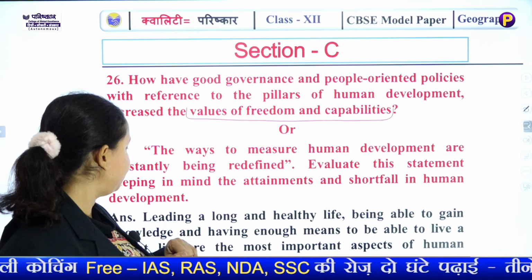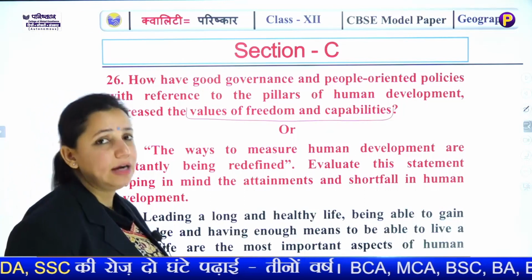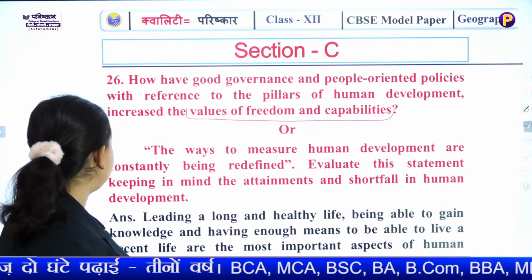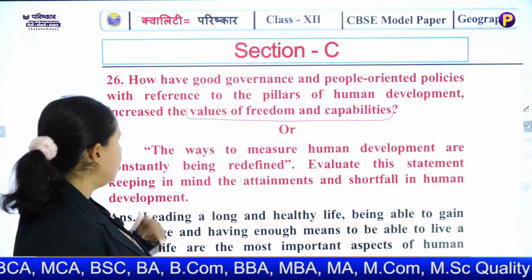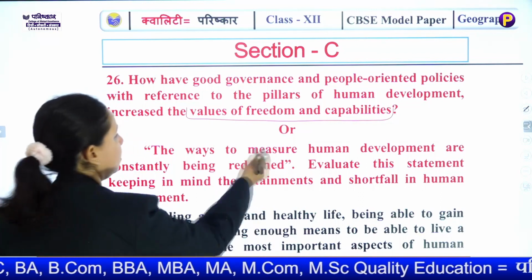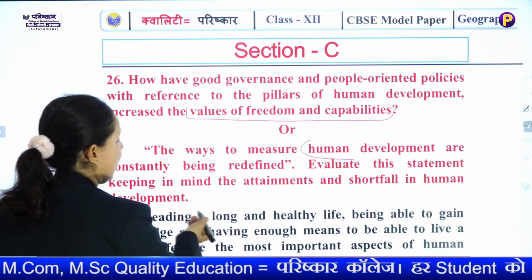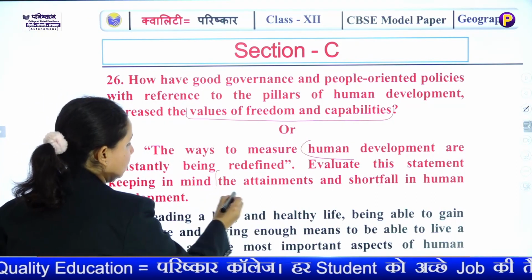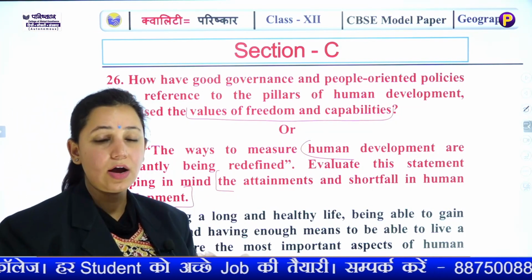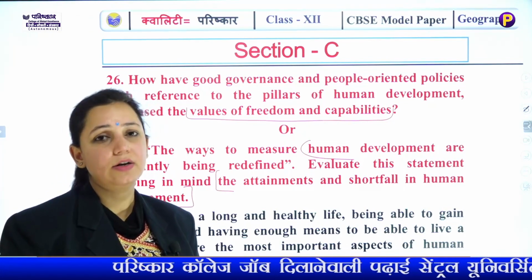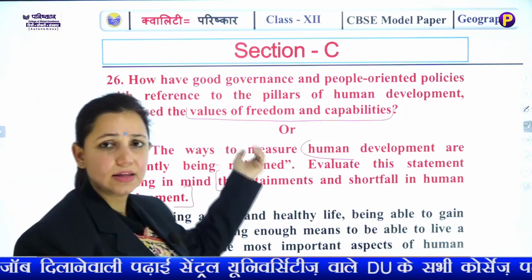The next question is: the ways to measure human development are constantly being redefined. Evaluate this statement keeping in mind the attainment and shortfall in human development. It is also about human development. You have to evaluate this statement, discuss human development itself, what its shortfalls and attainments are, and then justify this statement.